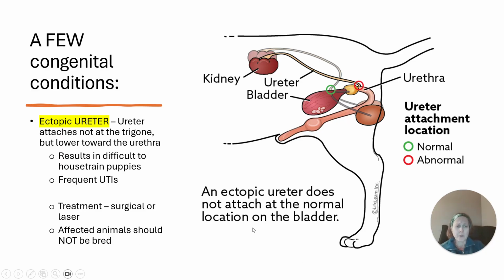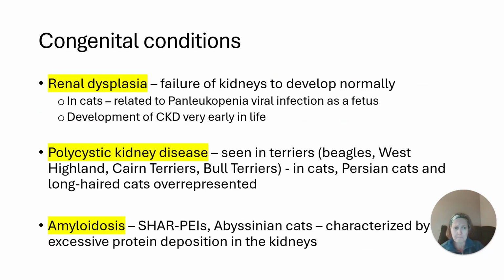Treatment for this is actually pretty cool. You can actually go in with a laser and basically increase the diameter of where that urethra is attaching. And many times, because it's right at that level of the sphincter, that will be fixative. Or a surgeon can go in and reattach this ureter into the bladder directly. Certainly, as with all congenital conditions, any animal that's diagnosed with this should not be used for breeding purposes.